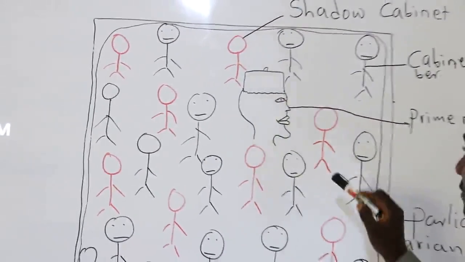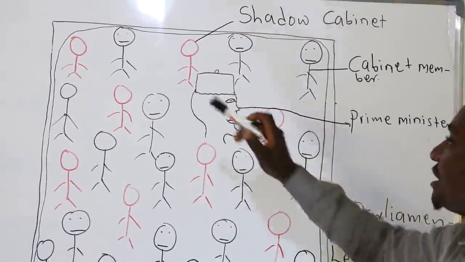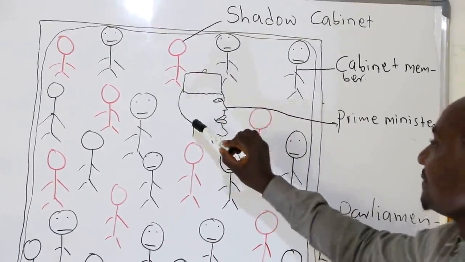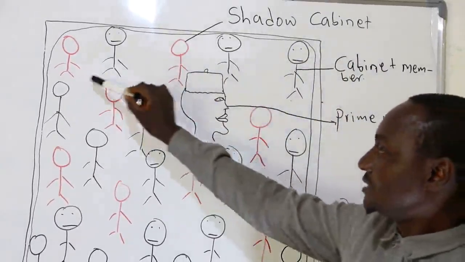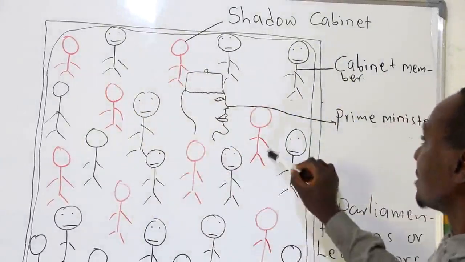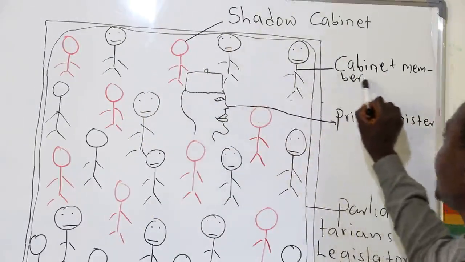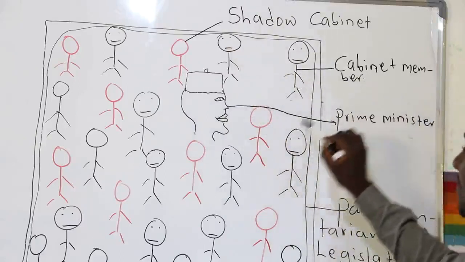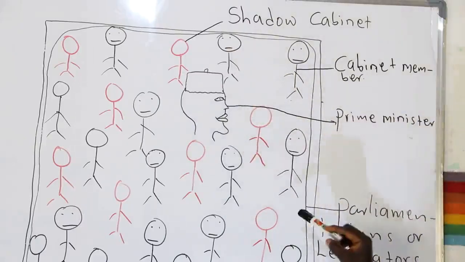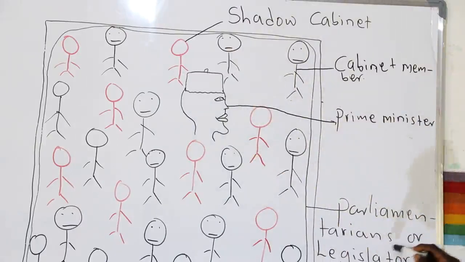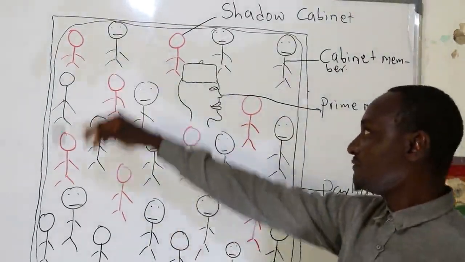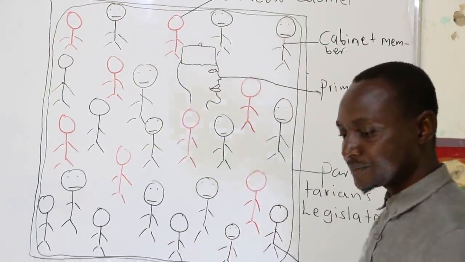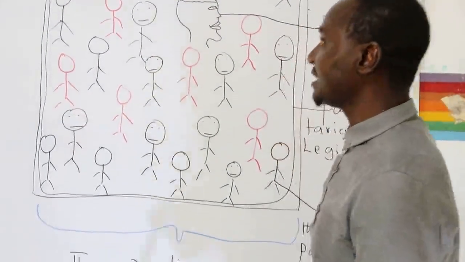Alright, just look at this diagram. You see different people here. We have the shadow cabinet. That's the ones in red. I will explain all these items. We have the cabinet member, and then we have the prime minister. We have parliamentarians or legislators. We have members of the political party with the highest number of votes. And the whole of this diagram is called the parliament. Now, pay attention. Let me pick them one after the other.